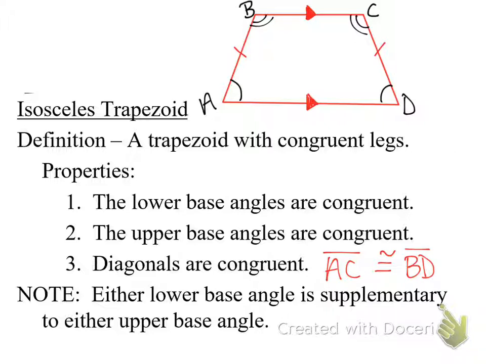Supplementary means that they add up to 180. So this is an idea that we're going to have to use. One example of that would be to say the measure of angle A plus the measure of angle C, it doesn't have to be the one right next to it this time, it could be the one over here, would equal 180 degrees. We could make more statements like that. We could do angles A and B are 180, D and C are 180, D and B are 180. So just mix and match your upper and lower base angles.